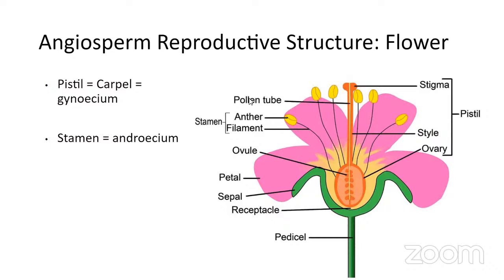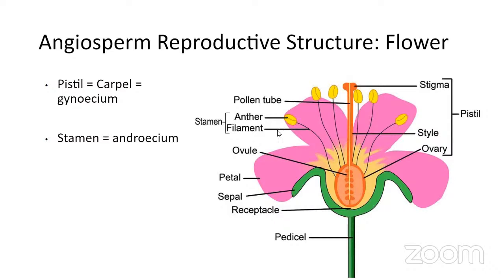On the left side, the stamen, also known as the androecium, are the male parts of the plant. So these are made of little thin filaments with anthers on the end, and the anthers are going to be filled with pollen. So this is where we'll be developing pollen.